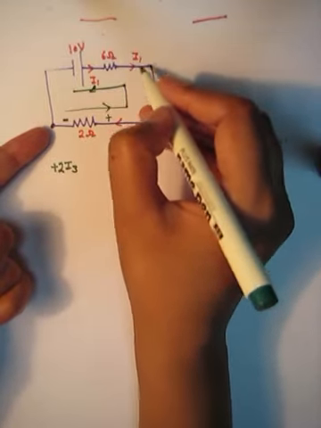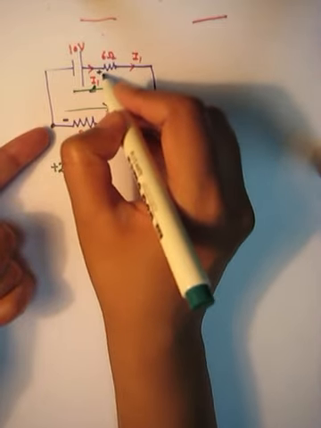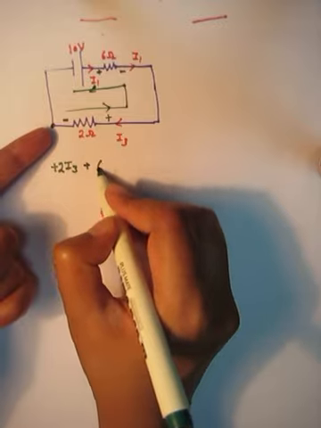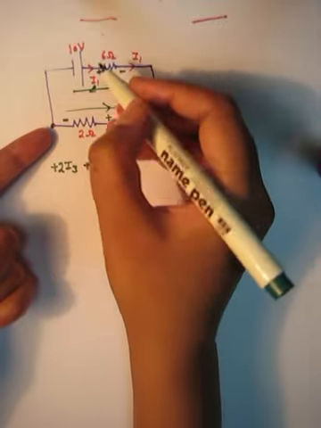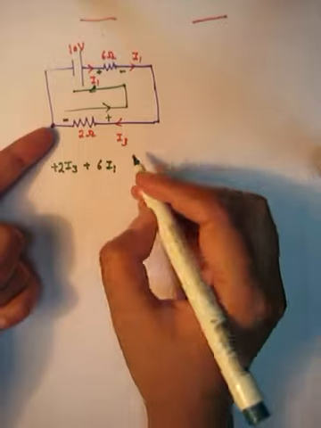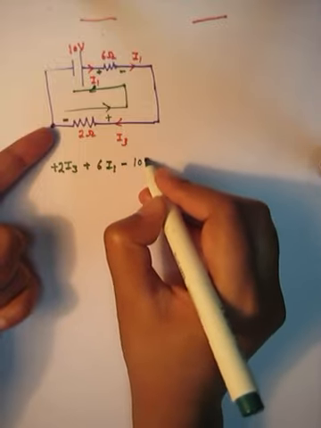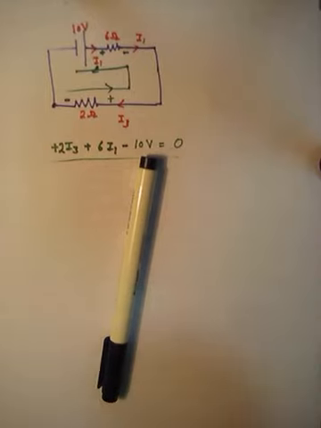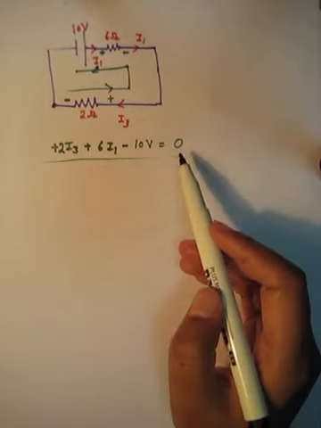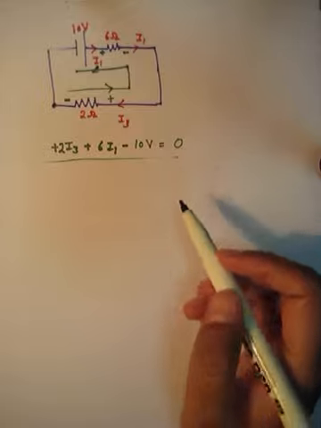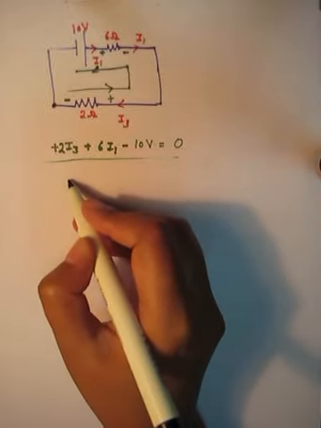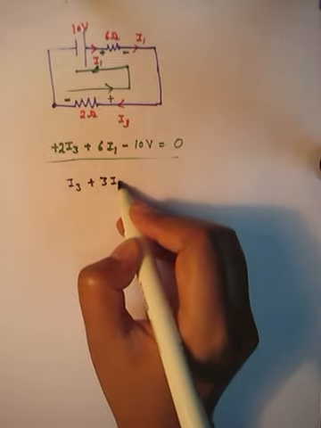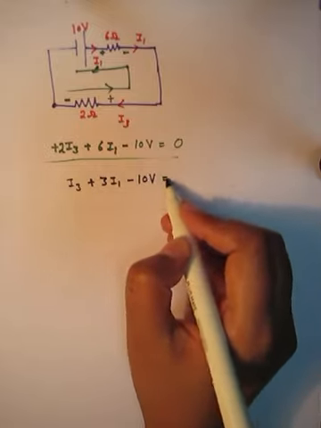Now current is moving in this direction, so it means plus is here and minus is here. So we are moving from minus to plus, so it will be 6I1. And then we are moving from plus to minus, so it will be minus 10 volts equal to 0. So this is the third equation we get, and we can also write it as I3 plus 3I1 minus 10 volt is equal to 0.